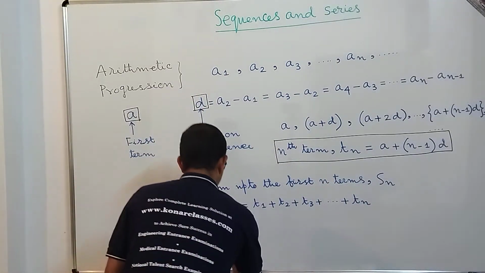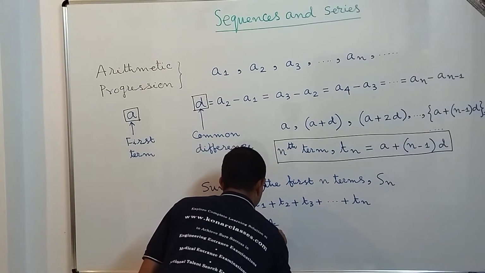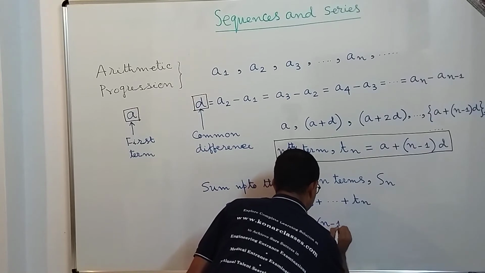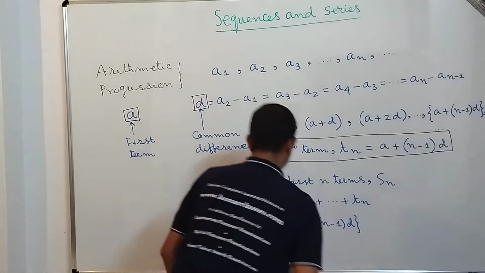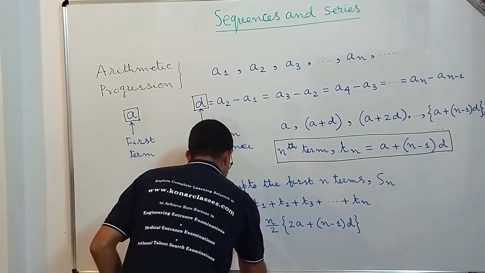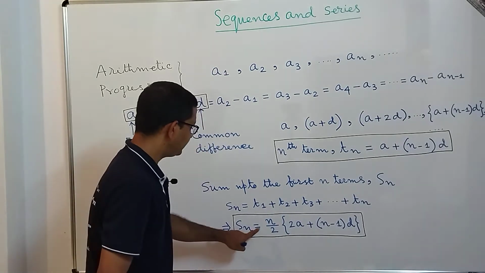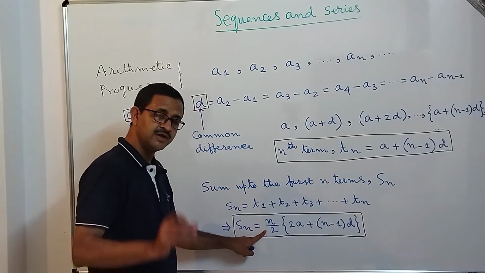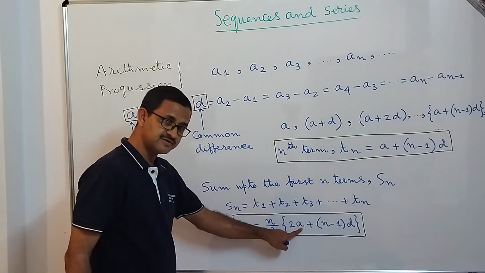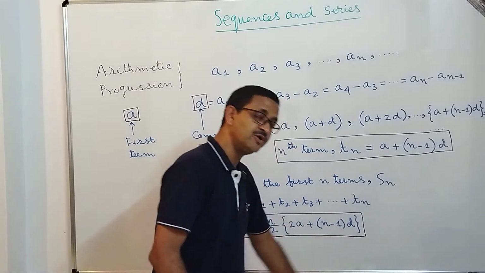So what will it be? There is a formula for that, dear students. Sn is equal to n by 2, then 2 into A plus n minus 1 into D. That is the sum up to the first n terms. The sum up to the first n terms of an arithmetic progression is denoted by Sn, and its formula is Sn equal to n by 2. That means how many terms are there, you divide by 2, into 2 into a, means 2 into the first term, plus n minus 1, that means number of terms minus 1, into d, the common difference.